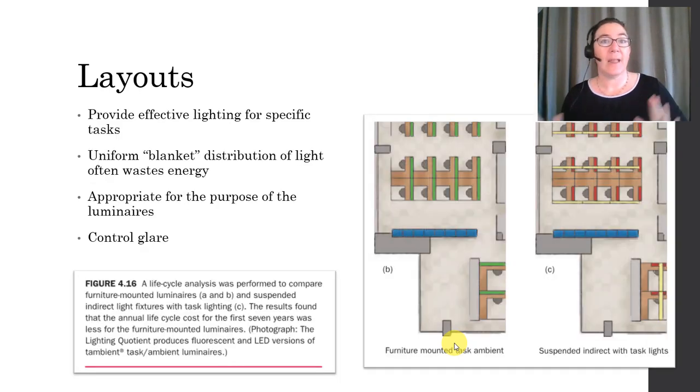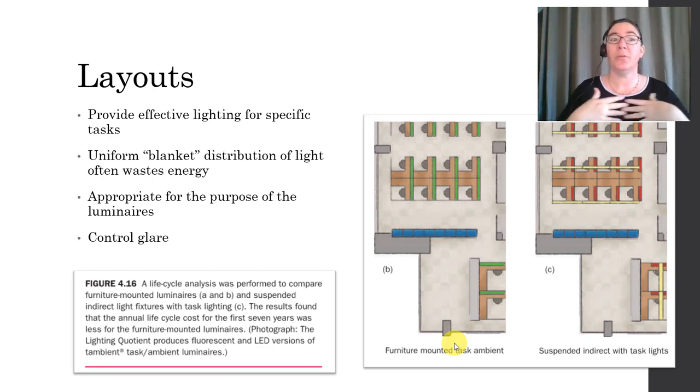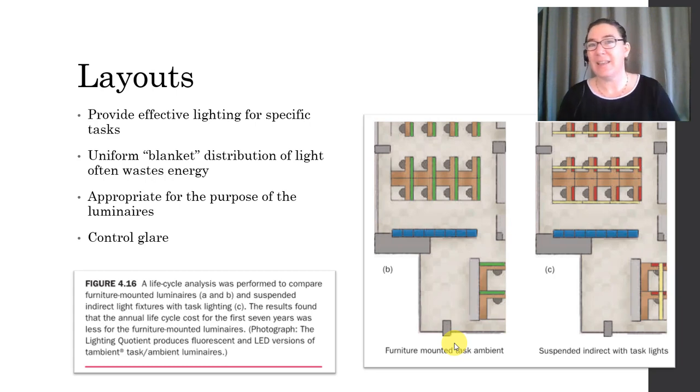When talking about lighting and sustainability, it's important to design your lighting layouts to provide effective lighting for specific tasks. All right, we're going to avoid the uniform or blanket distribution of light everywhere. All right, because that often wastes energy. What you need to do is choose a layout that's appropriate for the purpose of each luminaire, and don't forget to keep an eye out on glare.